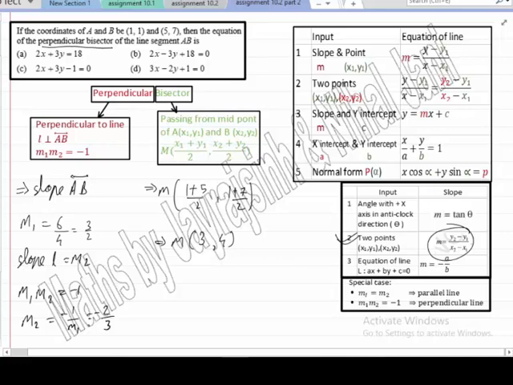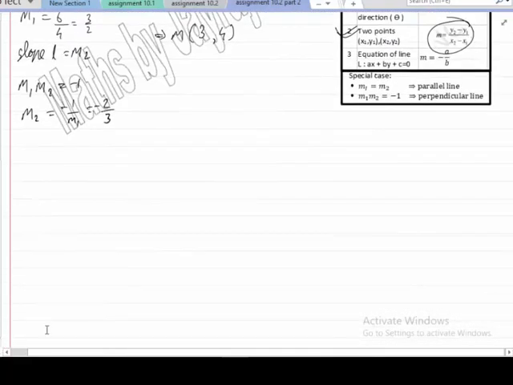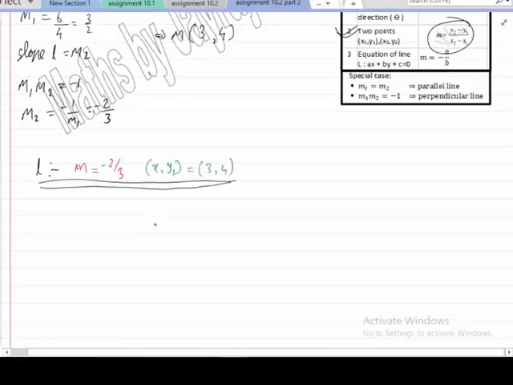Okay, now using the slope and point, we can find the equation of the line using slope point form, right? So first of all, let's collect the data about the line L, which we already found. Slope m is minus 2 by 3, and it is passing through the point x1, y1, which is 3 comma 4. So we just have to use the formula of slope point form, and here it is.